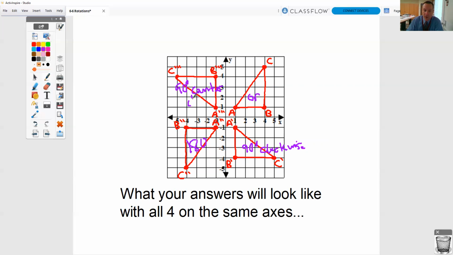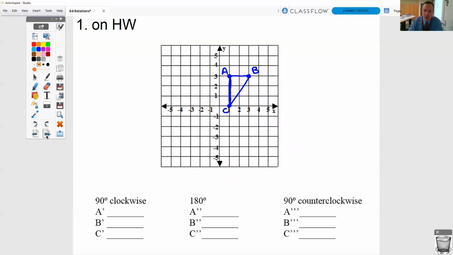When you take a look at this on your homework, it's very, very important that you label them properly. Your 90 degrees clockwise are always going to get single primes. Your 180s are always going to get double primes. Your 90 degrees counterclockwise are always going to get triple primes. It should form that pinwheel type effect, where it looks like it's turning around the origin, around 0, 0 in the middle. So let's take a look at question number 1 on your homework, and let's do this one together.